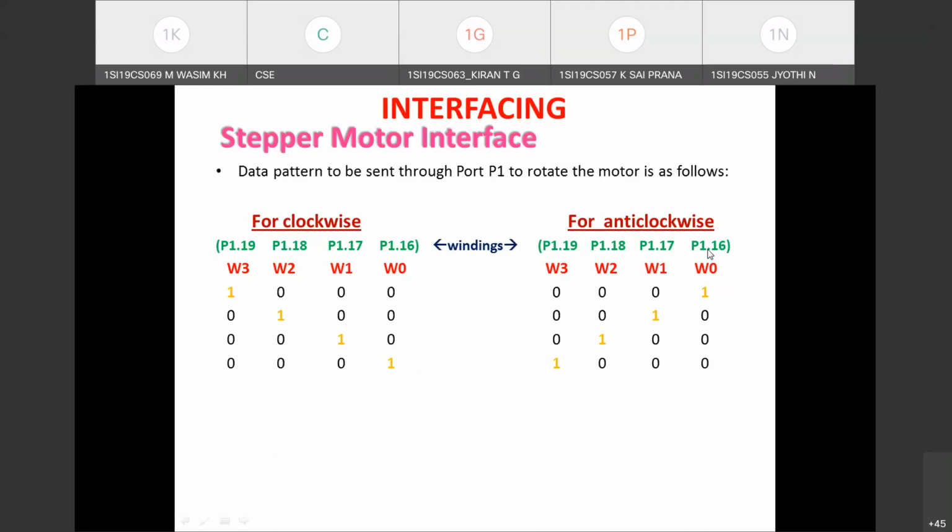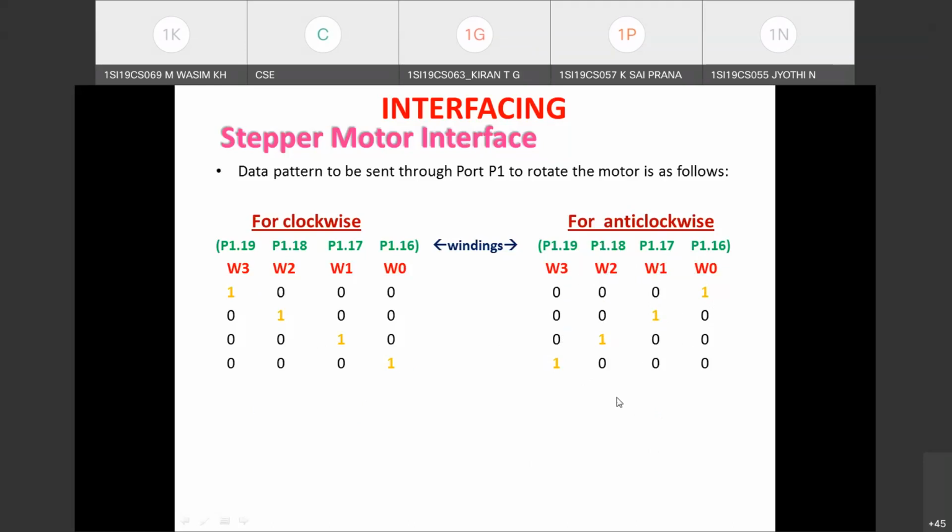So we'll supply the voltage to winding 0 first, then in the next iteration we'll supply the voltage to winding 1, then to winding 2, and finally to winding 3. And this process will repeat so that the rotor rotates in the anti-clockwise direction.